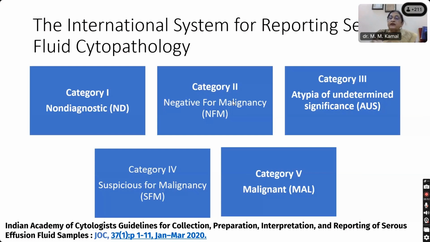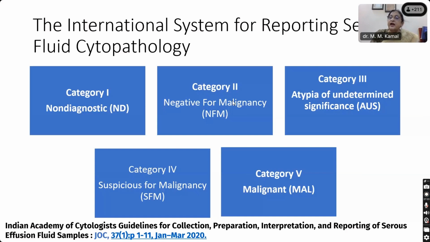We want common terminology to be used by all the pathologists. Uniformity in the reporting, so my report can be interpreted in the same way as you are interpreting it, and we are not talking on different levels. So there is uniformity in communication amongst the pathologists as well as between the pathologist and the clinicians.